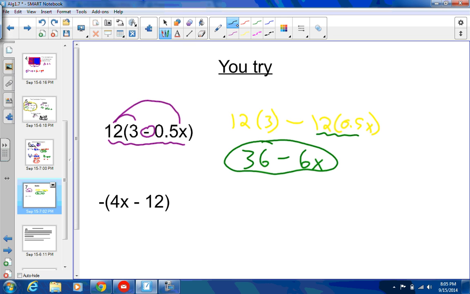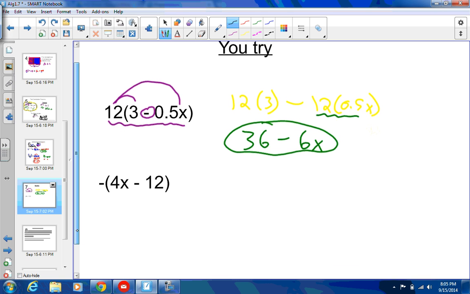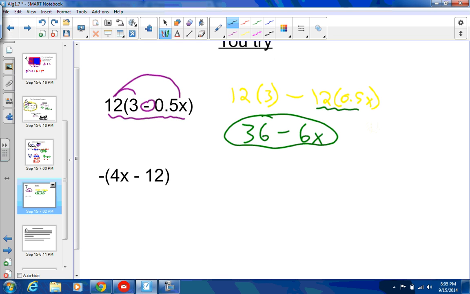Now the other one is this negative 4x minus 12. We did one like this before. Very similar. The only thing that we need to remember is that when you have a negative out in front of parentheses, that actually means negative 1 times that. So if you want to rewrite it, negative 1 times 4x minus 12.